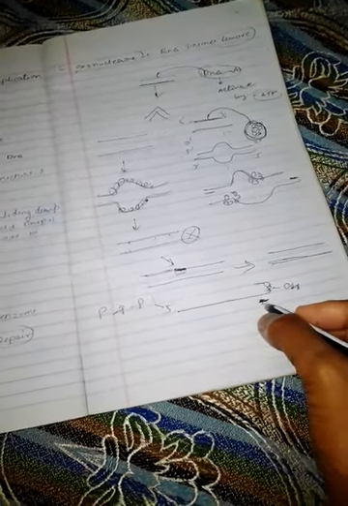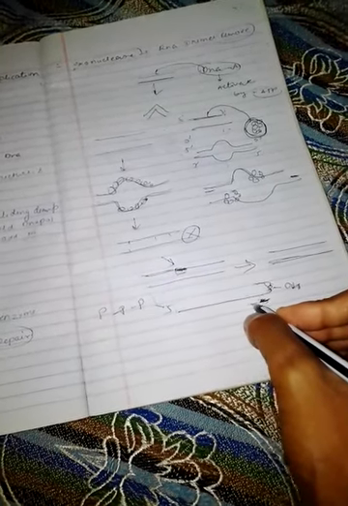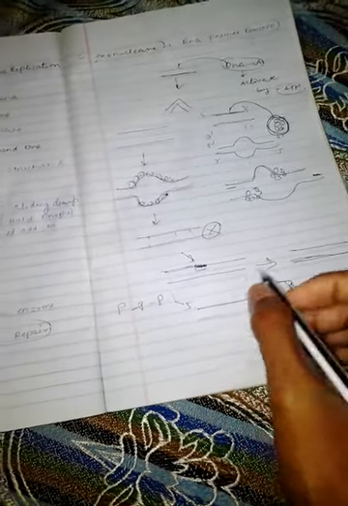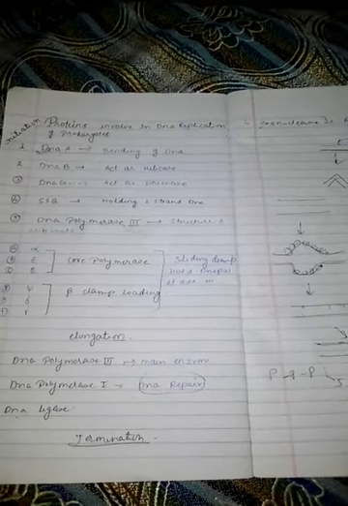So 5 or 6 nucleotides are added here, and gradually DNA polymerase III comes, which also proceeds towards the 5' direction. So in the next video I will also discuss the proteins involved in DNA replication of eukaryotes. Thank you.